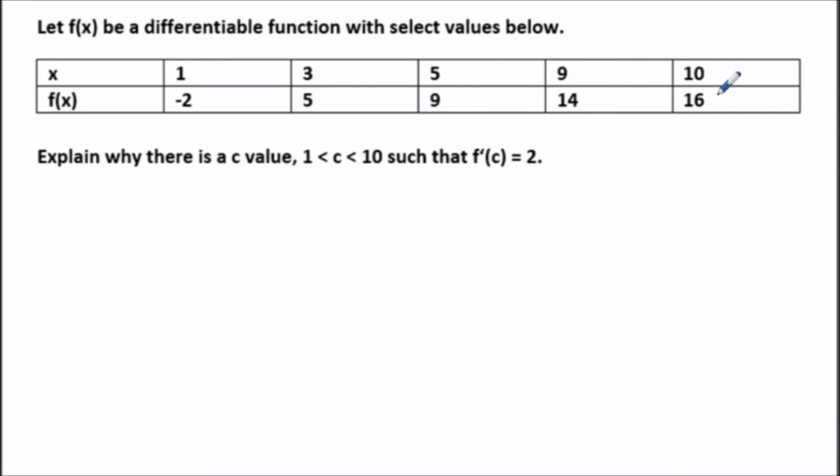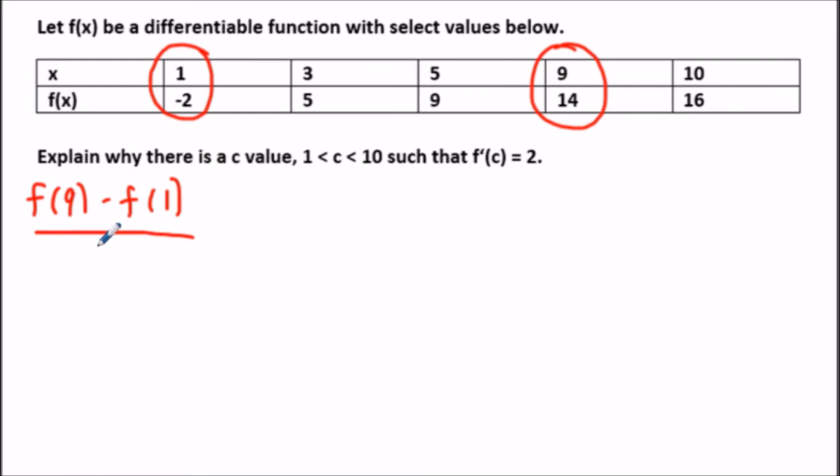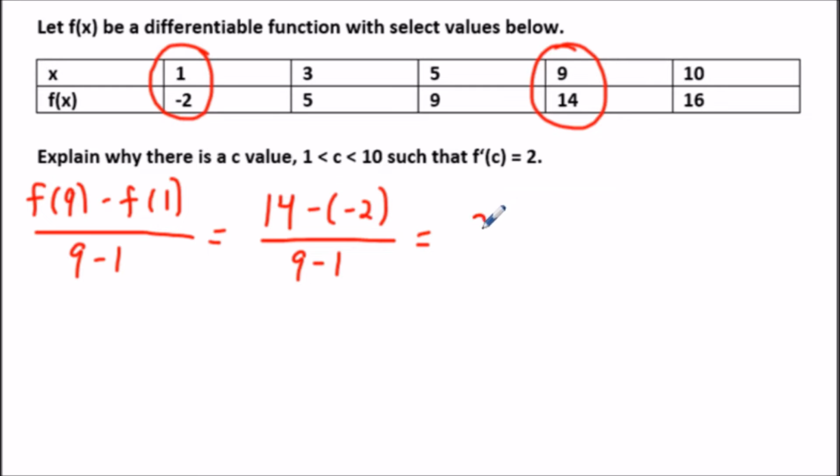Now, typically it's the endpoints, but if you try 10, 16, and 1, negative 2, it's not going to work. So you want to just keep trying points until the slope between them is equal to 2. And if you look close enough, the slope between these 2 points that I've circled is going to be equal to 2. If we write that out, that's f of 9 minus f of 1 over 9 minus 1, which when we simplify this is 14 minus negative 2 over 9 minus 1, which is going to equal 2. Over here, we're going to have 16 divided by 8, which is equal to 2.